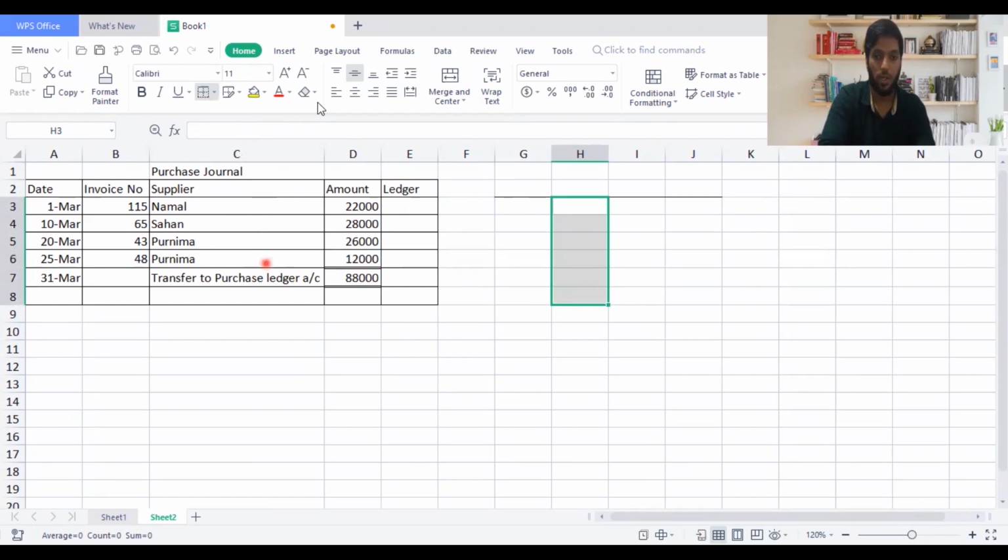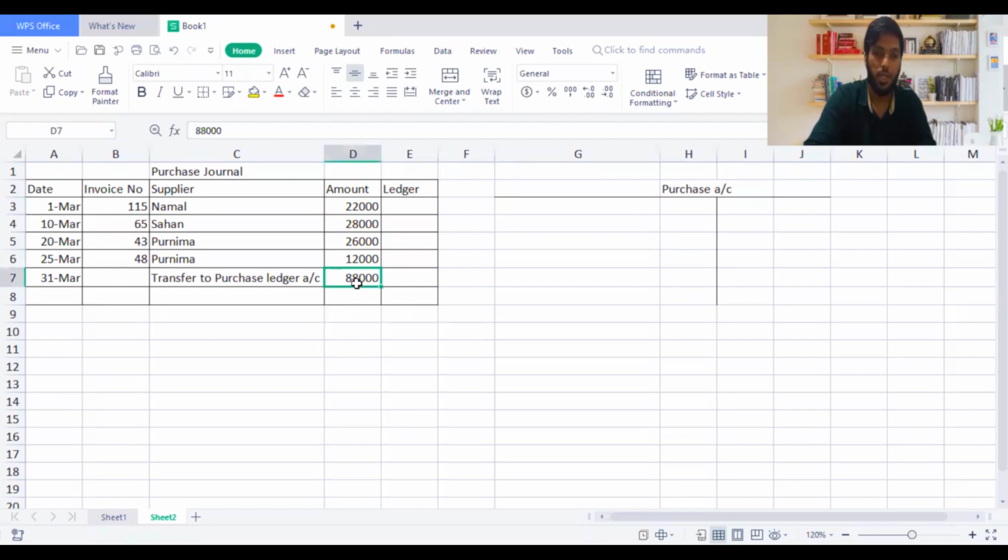Purchase ledger account, right? So here I will record it as purchase account. You will transfer this amount to purchase account because it's a purchase. Purchase is an asset, so we need to take this 88,000 to the purchase account on the debit side. How do you take this amount? We'll just write 88,000 here, and I'll write the amount transferred to purchase ledger.